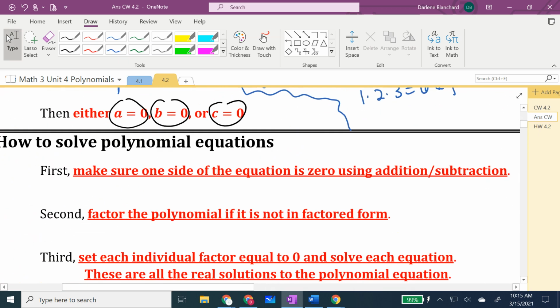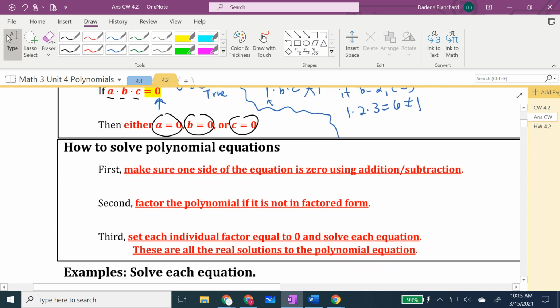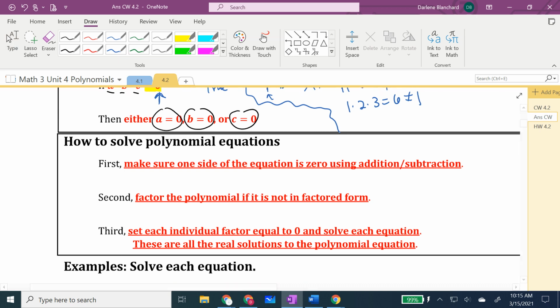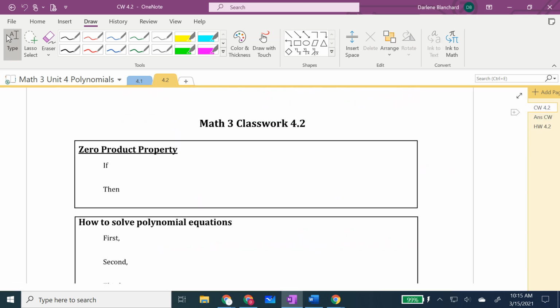So when you're solving polynomial equations, number one, first thing, make sure one side of the equation is 0. And you're getting it equal to 0 through addition or subtraction if it isn't already set equal to 0. Then you're going to factor the polynomial like you did in the previous homework assignment, and then set each individual factor equal to 0. So let's do some examples.